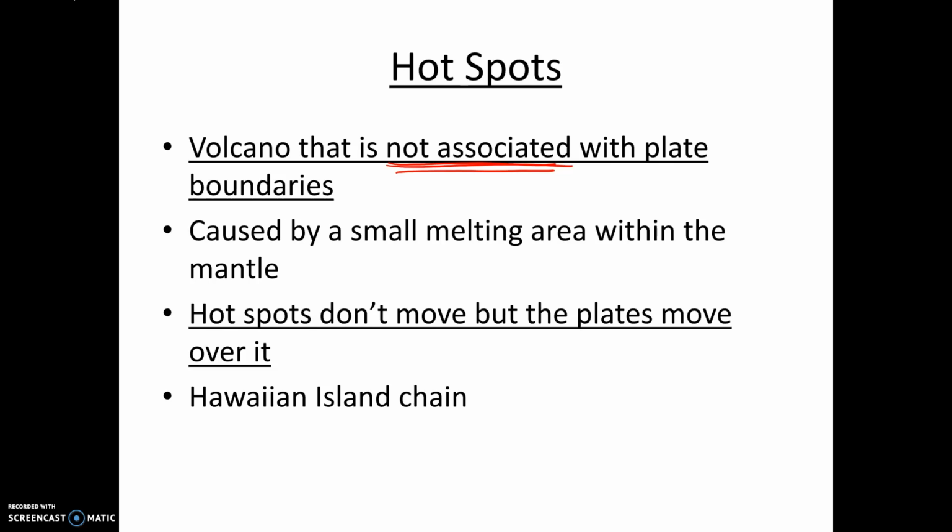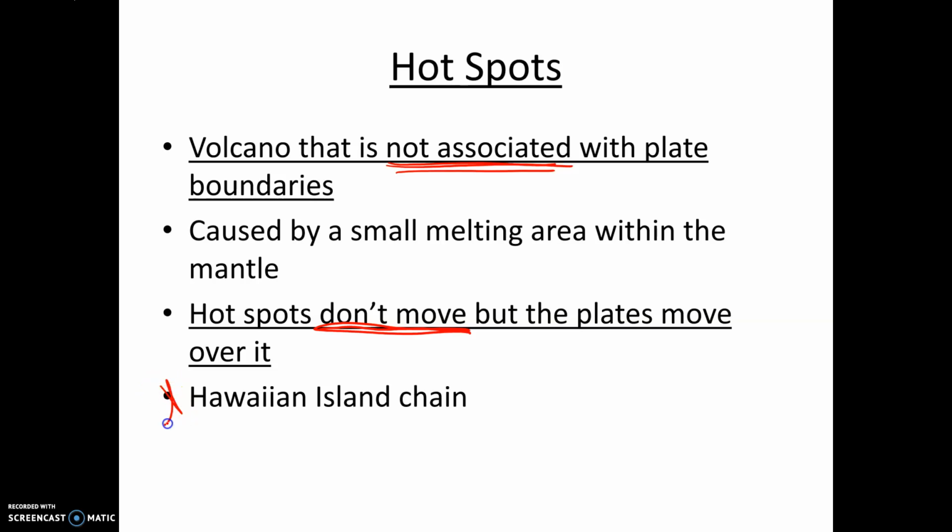So our crust is weak in one area, and this melting area in the mantle sends this volcanic materials up through there, creating a small island. Hotspots do not move, but since our plates are moving around them, we see multiple of these volcanic islands emerging.